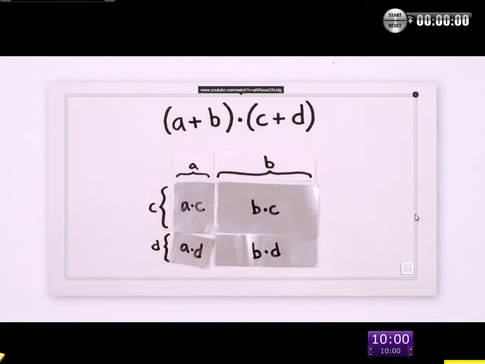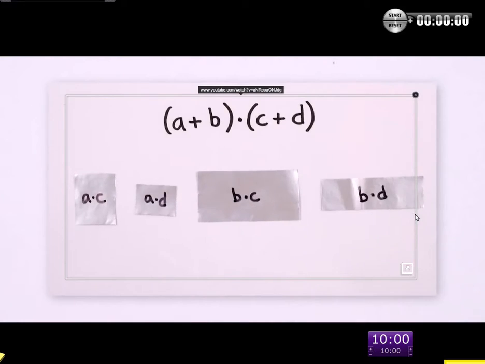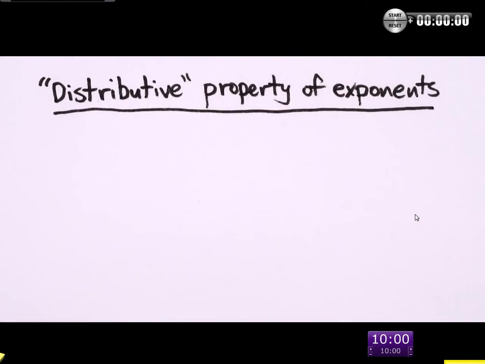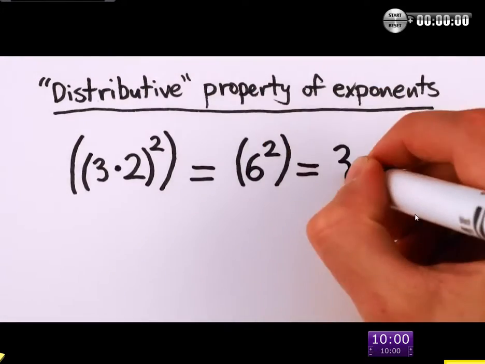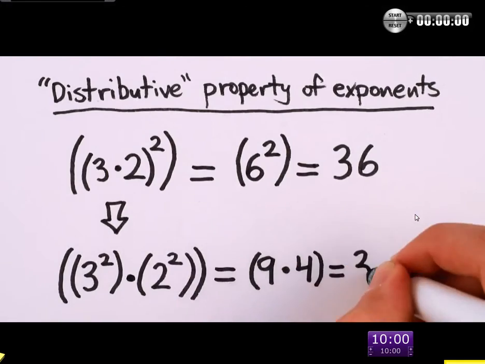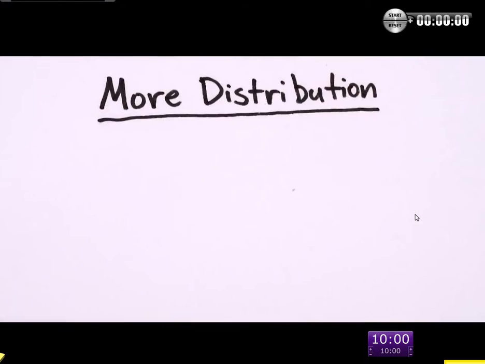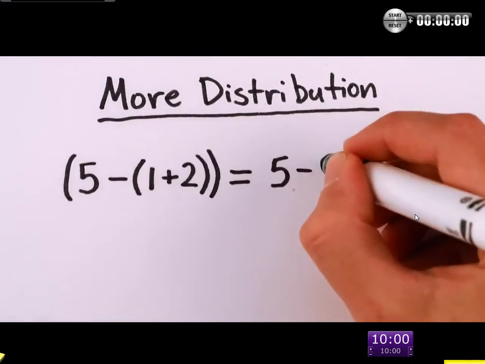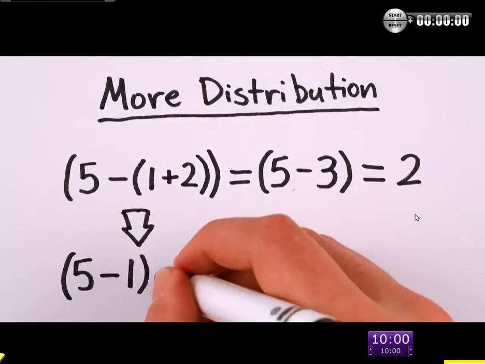One way is to draw rectangles, but I've done that before. The same rearranging can be done for exponentiation and multiplication. 3 times 2 all squared, or 6 squared equals 36, is the same as 3 squared times 2 squared, 36. It even works for addition and subtraction. 5 minus 1 plus 2 is 5 plus 2 minus 1.